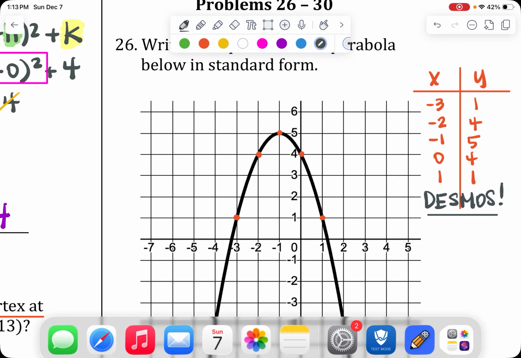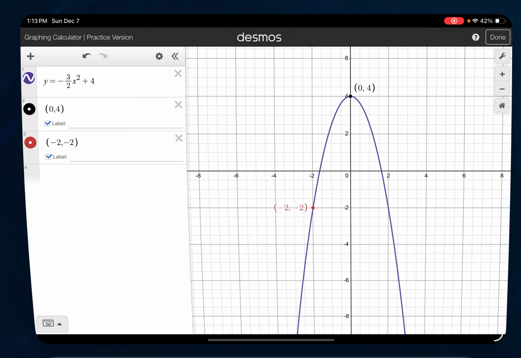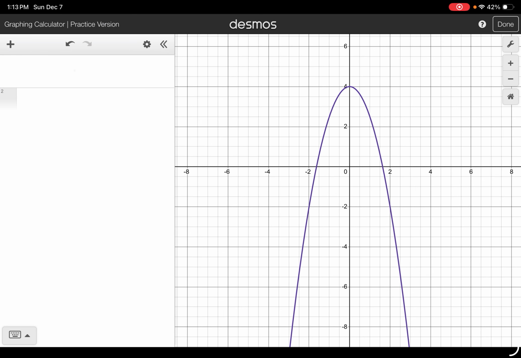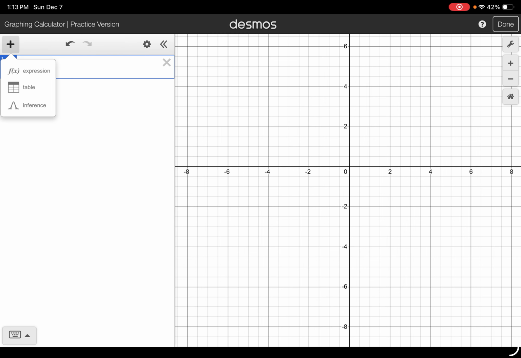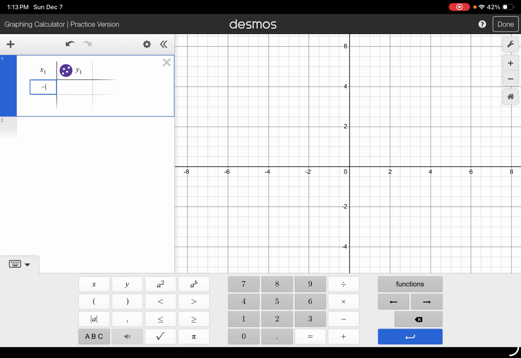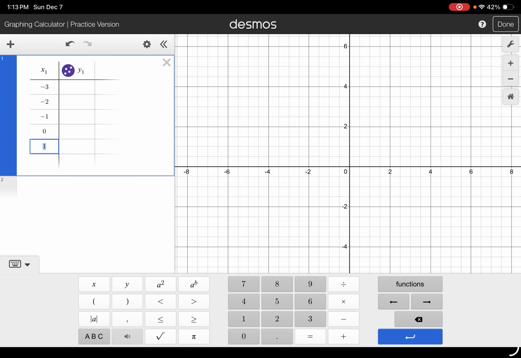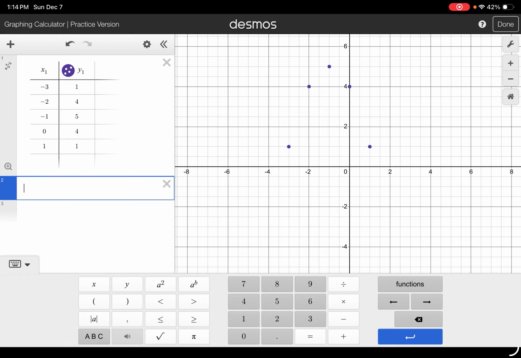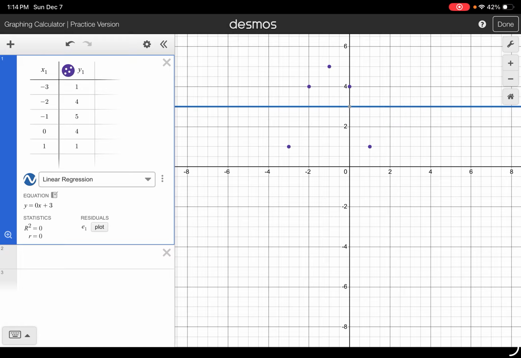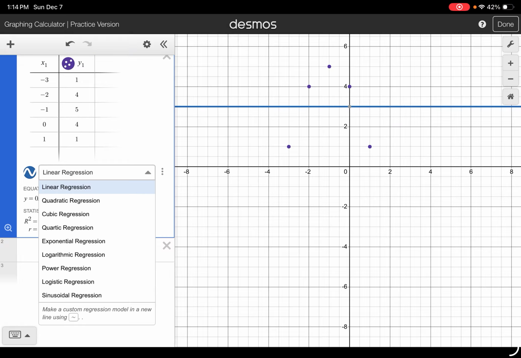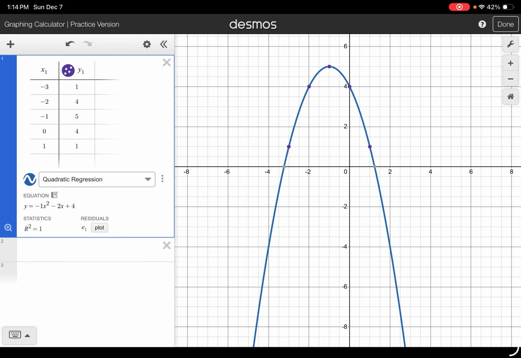Okay, so I'm going to go to Desmos. I'm going to clear out that last problem that we did a second ago. I'm going to add a table. Then I'm going to type in -3, -2, and then it should fill in the rest of them for me. There it goes. And then 1, 4, 5, 4, 1. Once I have my table filled in, I'm going to ask it to run a regression. I don't want a linear regression though. I want a quadratic regression, right?